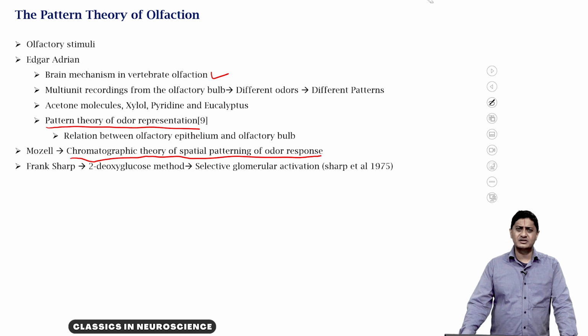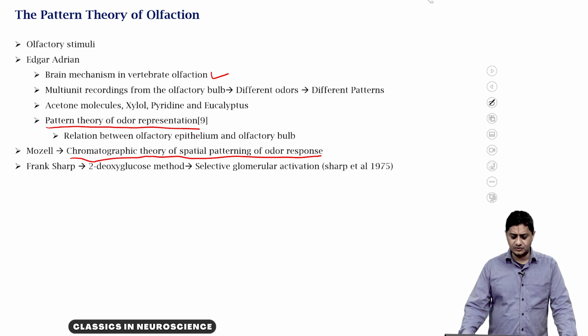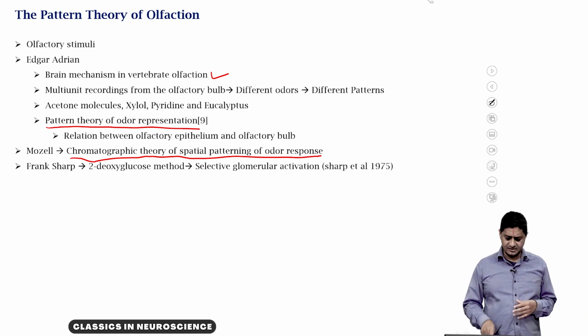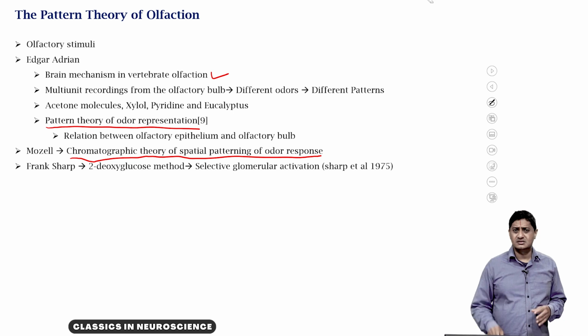Finally, this line of work was pursued by Frank Sharp using a newer method, the 2-deoxyglucose method, in which he showed that this was due to selective glomerular activation. These works happened much after the 1950s, which are the focus of our course.